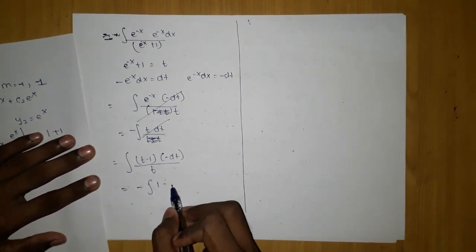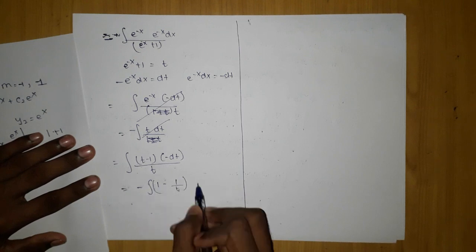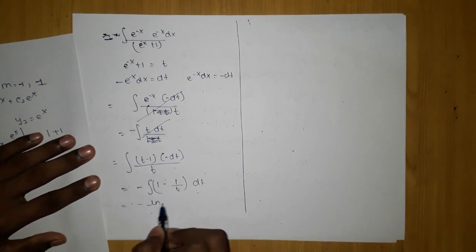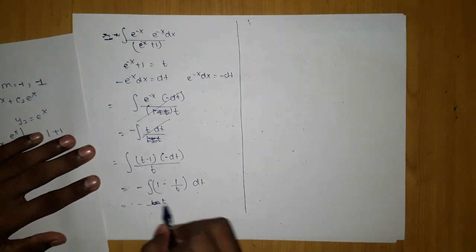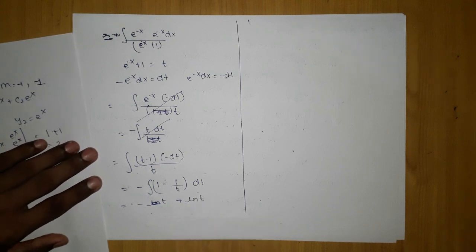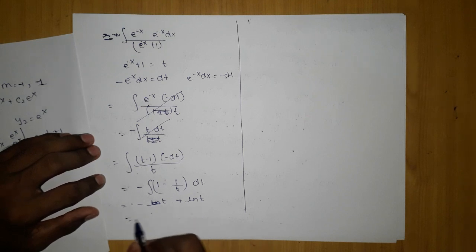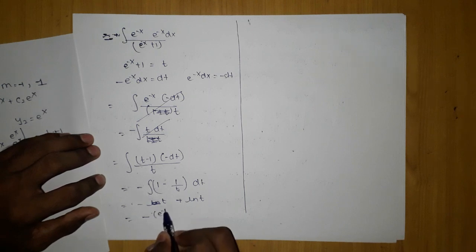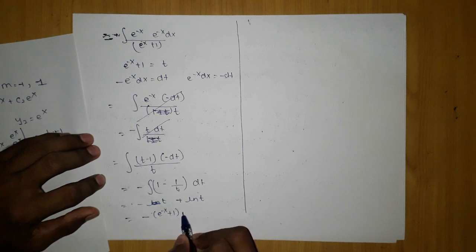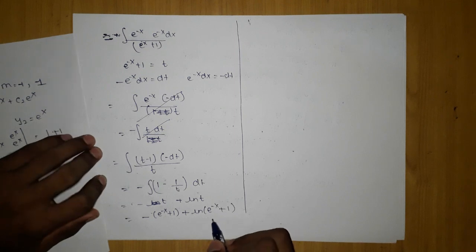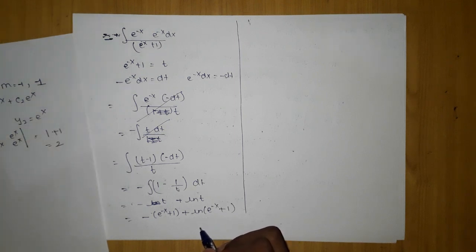I am going to live with minus 1 by t, the whole into dt, which will give me minus ln t minus t plus ln t. Agree? So we are going to get this thing, minus t and plus ln t, which will give me, if I substitute the value of this, minus e to the power minus x plus 1 plus ln e to the power minus x plus 1. So hope you have understood how we got our u of x.